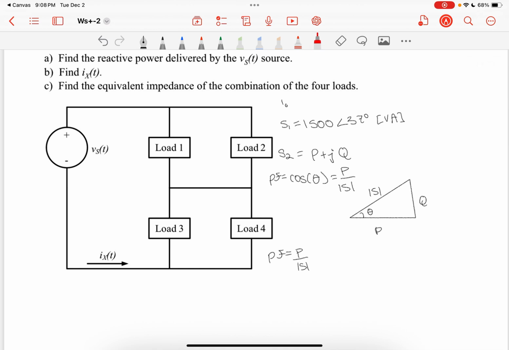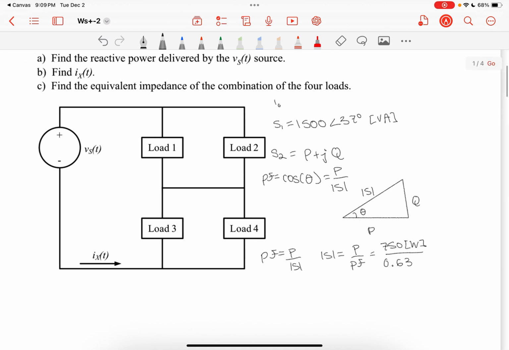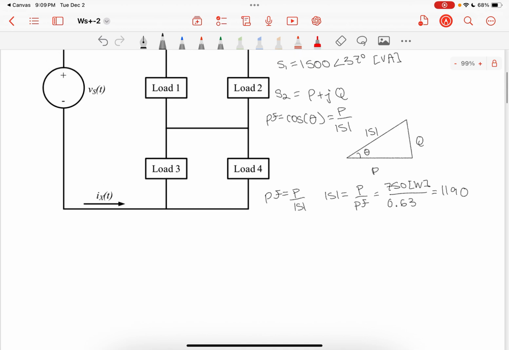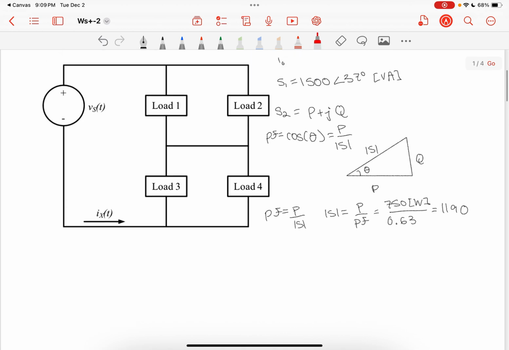Now this is what we're trying to solve for right now, so I'm going to rewrite the equation. S is equal to P over the power factor. So it's going to be 750 watts that we got from the problem statement over 0.63. And that's going to give me 1190. And now we just have to find the angle, because this is the format that I'm trying to get it into.